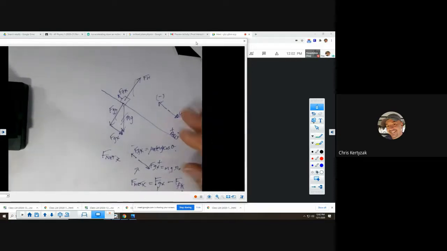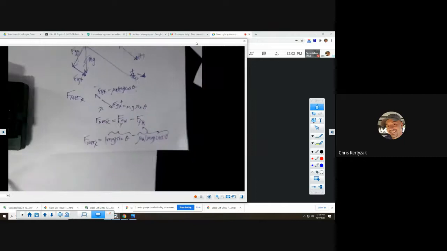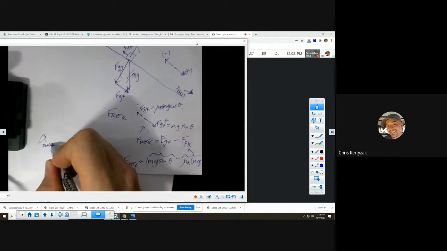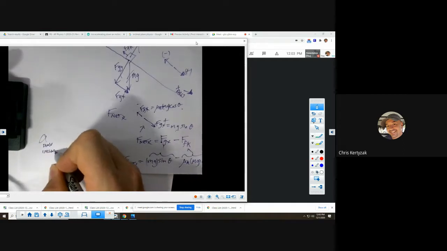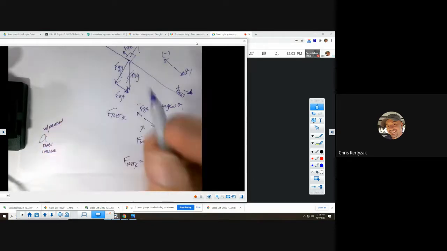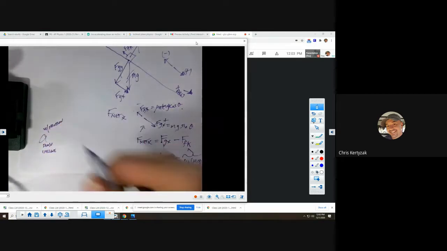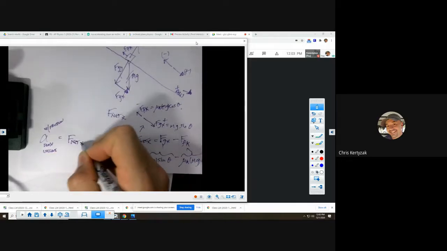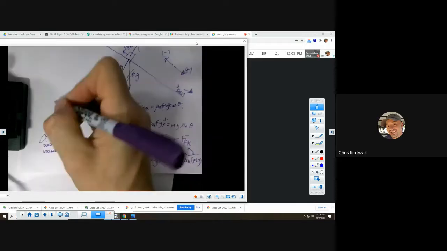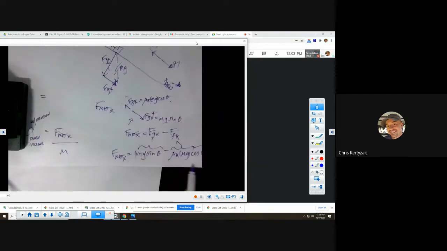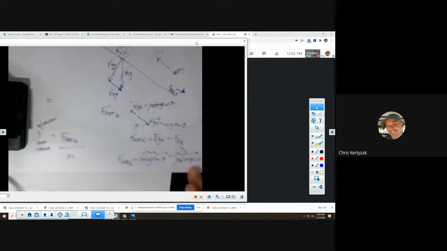So now we have, again, this was our expression for the net force. So to finally get the acceleration down the incline with friction, it'll be equal to the net force in that direction divided by the mass. What is the net force in that direction? All of this. All of that.